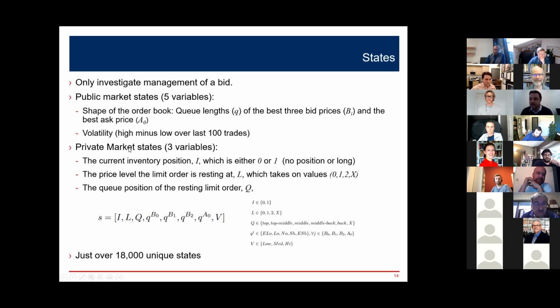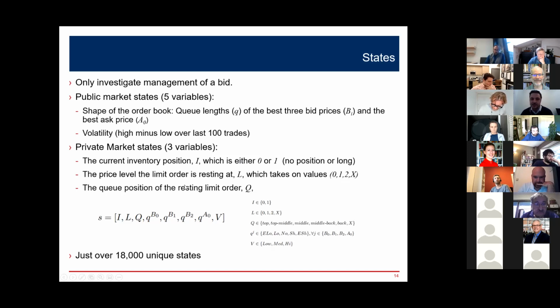Private market states are the states only the trader is aware of. We're going to have current inventory, which can be 0 or 1. If it's a 1, the trader is long. The order's been filled, and once that order's been filled, they can't work any subsequent limit orders. So this is a way to get the expected profitability of 1 order, not a portfolio of orders. If their order has not been executed or cancelled, then they're working their order and it could be sitting at the best level, 1 behind the best level or 2 behind the best level. Otherwise, it's been cancelled or executed.